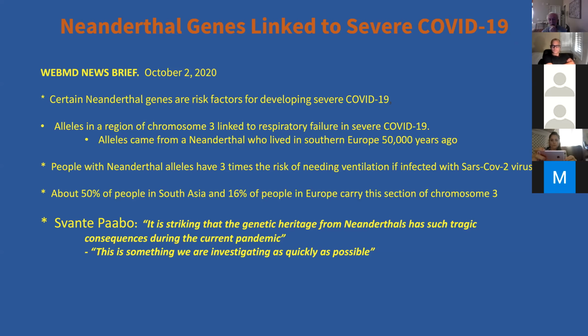People with Neanderthal alleles on chromosome 3 have 3 times the risk of needing ventilation if they get the virus. And about 50% of people in South Asia and 16% of people in Europe carry the Neanderthal alleles on chromosome 3. Now, how do we know this? Svante Pääbo made this discovery, made this correlation.